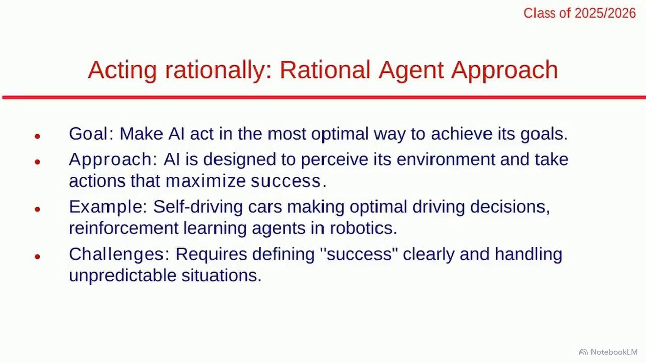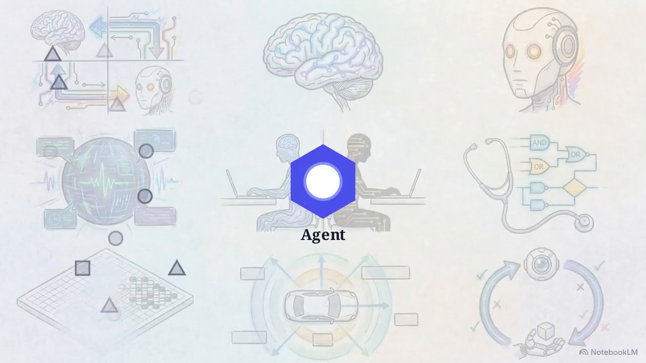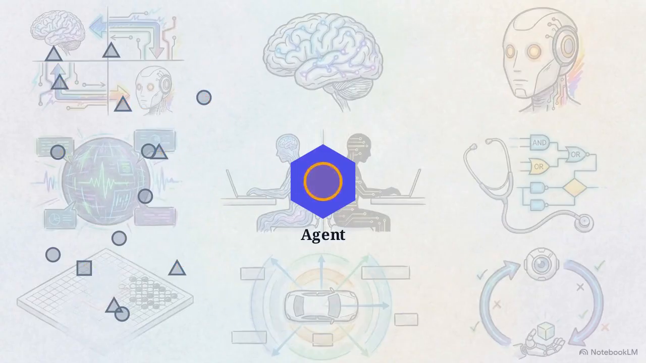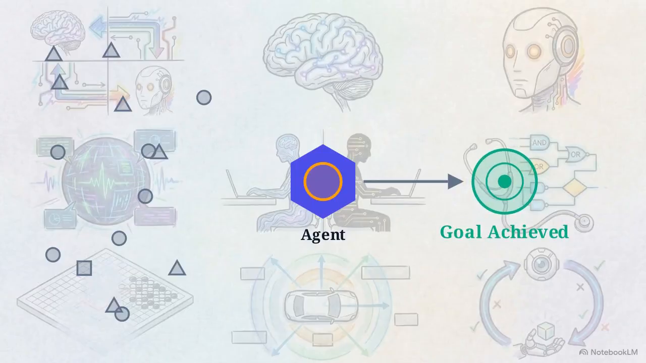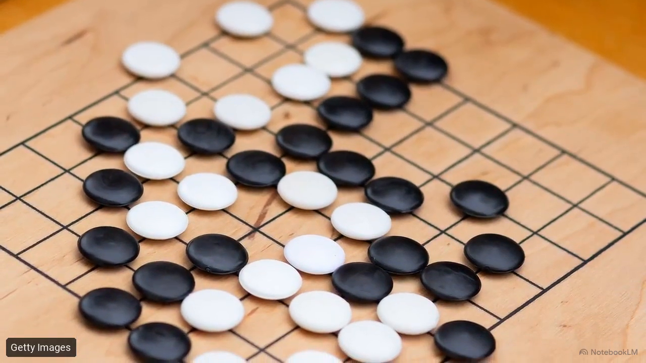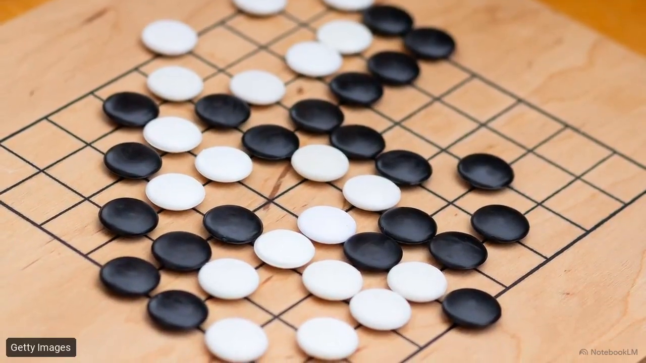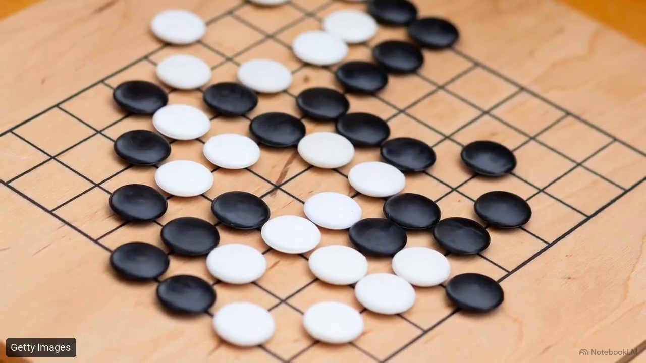To overcome this, the field shifted to the final bottom right quadrant, acting rationally, or the rational agent approach. A rational agent does not limit itself to proving logical statements. It is designed to perceive its environment and execute specific physical or digital actions that maximize the probability of achieving its assigned goal. When DeepMind's AlphaGo defeated the world champion in 2016, it wasn't mimicking human strategy. By analyzing the complex arrangement of the board through reinforcement learning, it discovered optimal moves in a game with near infinite possibilities, far exceeding human intuition.